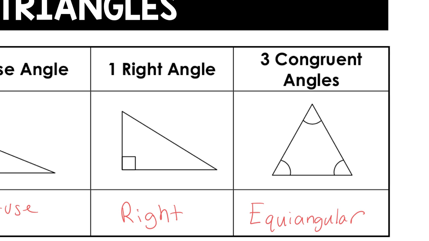So if all three angles have to be equal, and they all have to add to 180, how many degrees would each of those equal angles be? Hopefully you said 60. So all three of these angles would have to be 60 degrees.